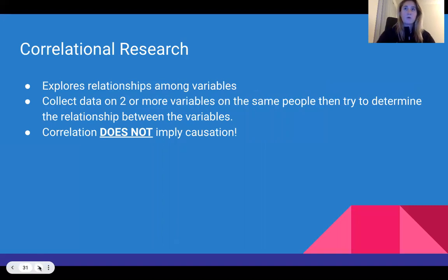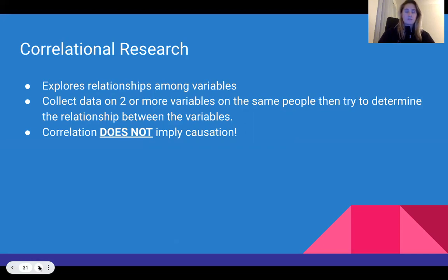Next, we're going to talk about correlational research. Correlational research explores the relationship that exists between variables. The basic concept of how correlational research occurs is that data is collected on two or more variables on the same people, then researchers try to determine if there is a relationship between the variables. Predictions can be made based upon the relationships of the variables. However, it is critical to remember that correlation does not imply causation.